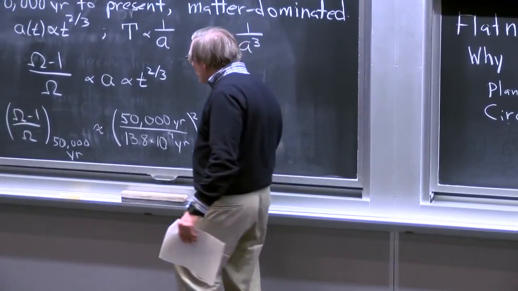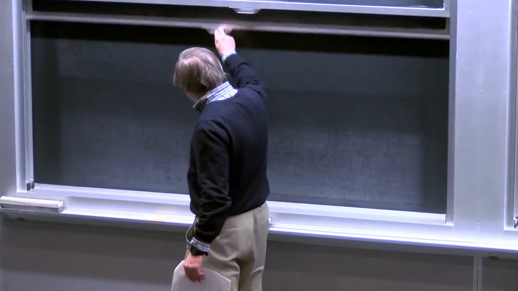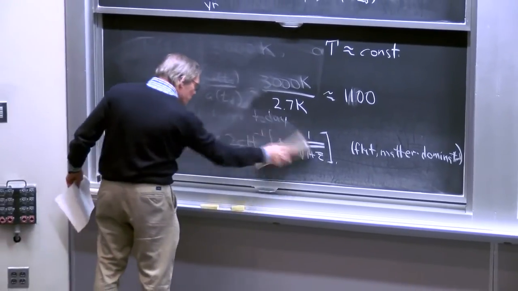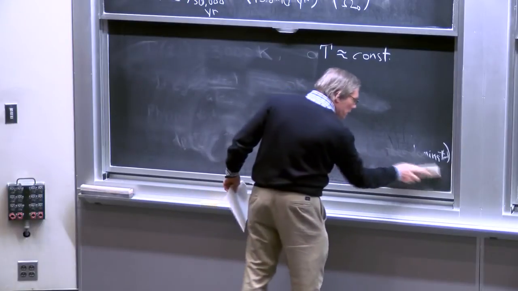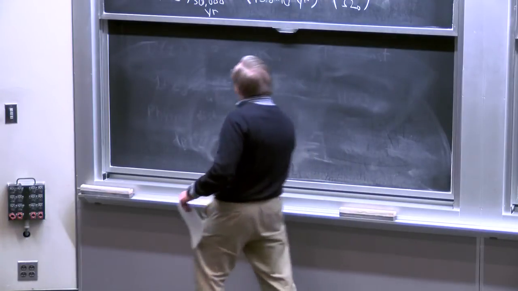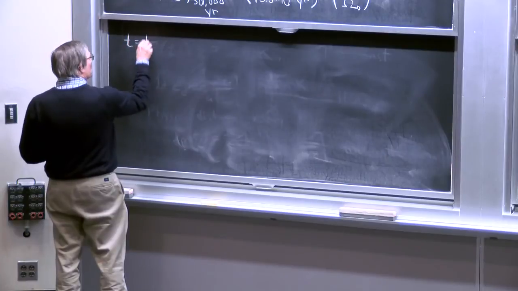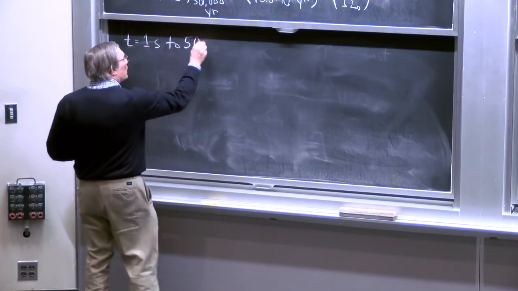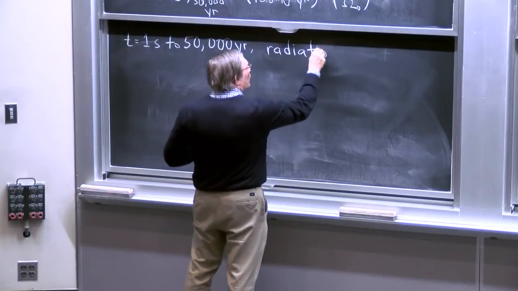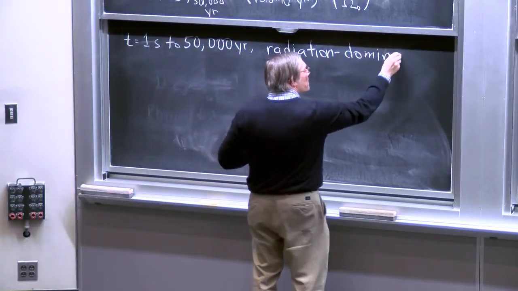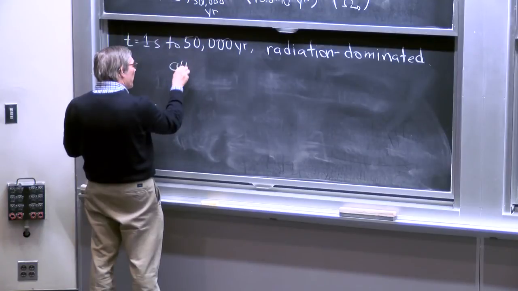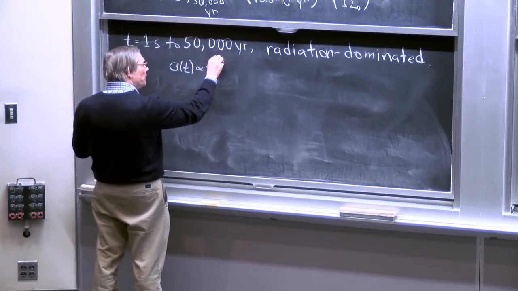OK, we're now halfway there. And the other half is similar, so it will go quickly. We now want to go from 50,000 years to 1 second using the fact that during that era, the universe was radiation dominated. So for t equals 1 second to 50,000 years, the universe is radiation dominated. And that implies that the scale factor is proportional to t to the 1/2.